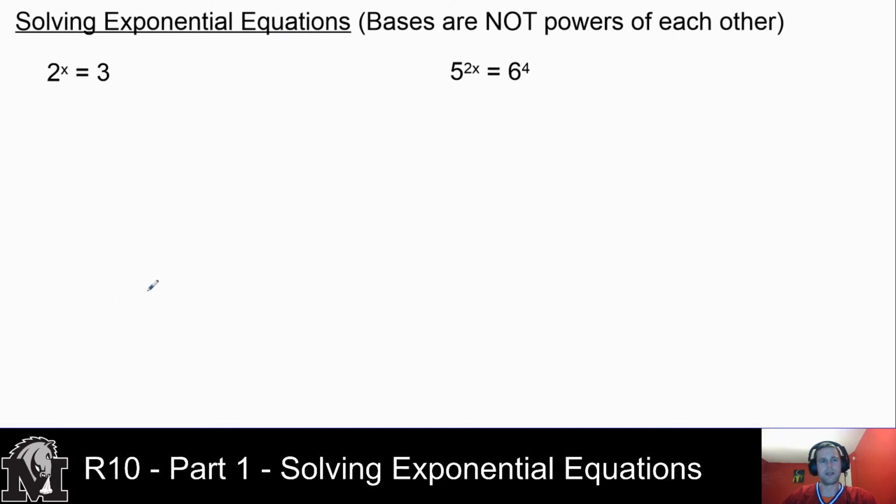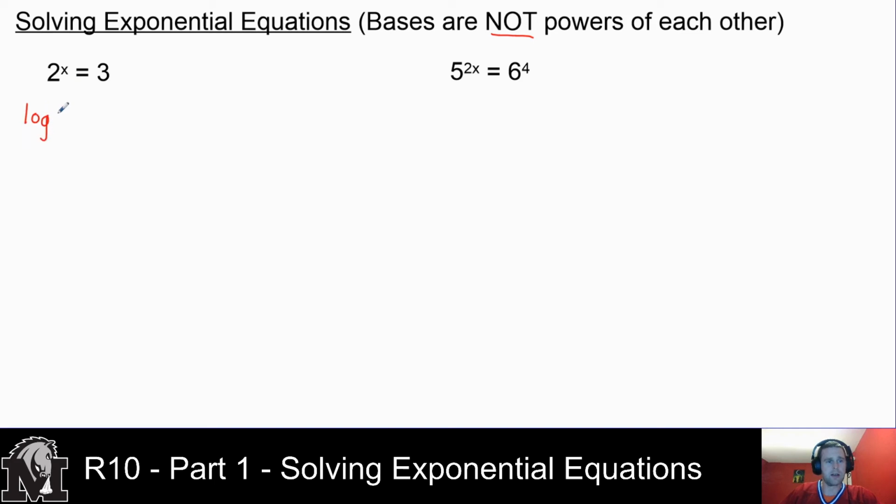Now let's move on to an example where the bases are not powers of each other. So in example number 1, 2 and 3, 3 can't be expressed as 2 to the power something, and 2 can't be expressed as 3 to the power something. So now we have to get some logarithms involved. Same idea here, we're just going to apply a logarithm to both sides.